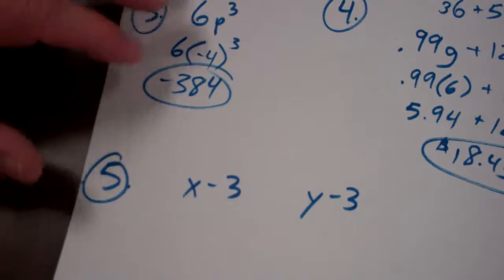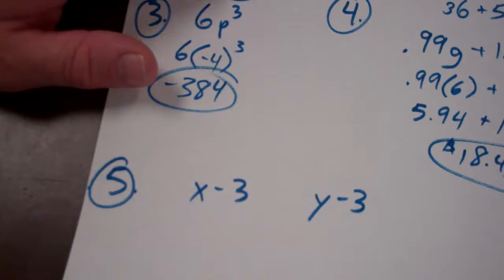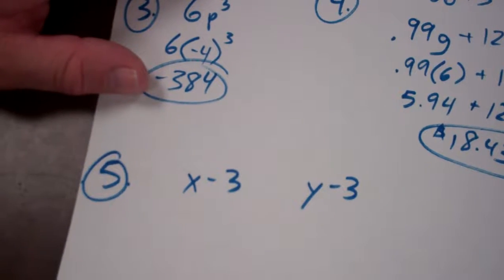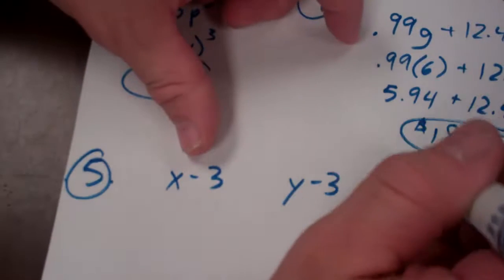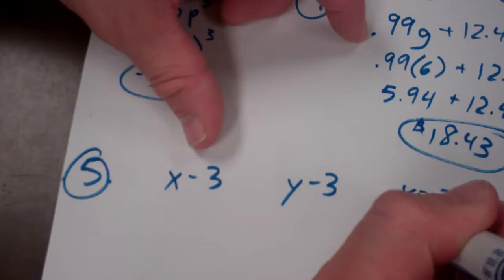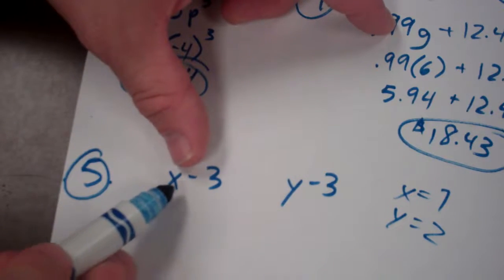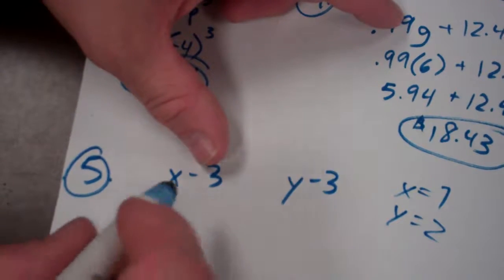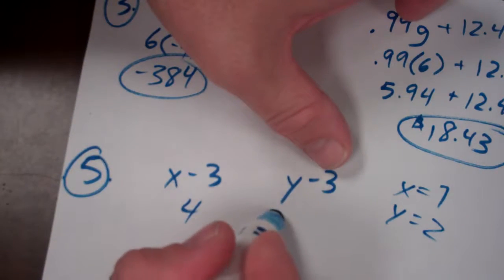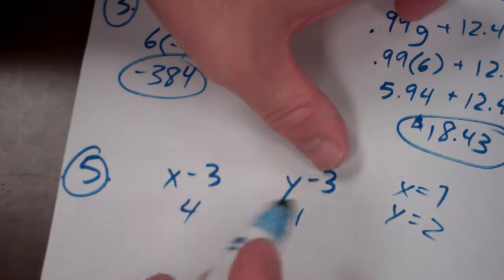And the last one, you're supposed to determine whether x minus 3 and y minus 3 have the same value, and whether that's sometimes, always, or never. Well, if I don't know the x and y, I can just choose an x and y. I could choose like x equals 7 and y equals 2. So 7 minus 3 is 4. Y, well, 2 minus 3 is negative 1. So not always, at least. So I know it's not always.